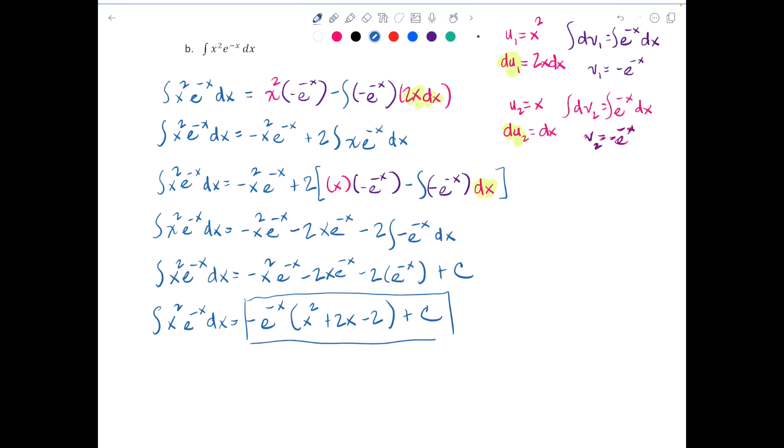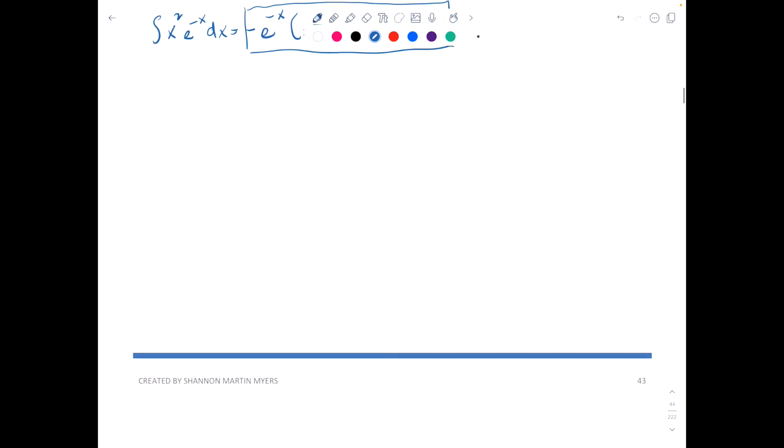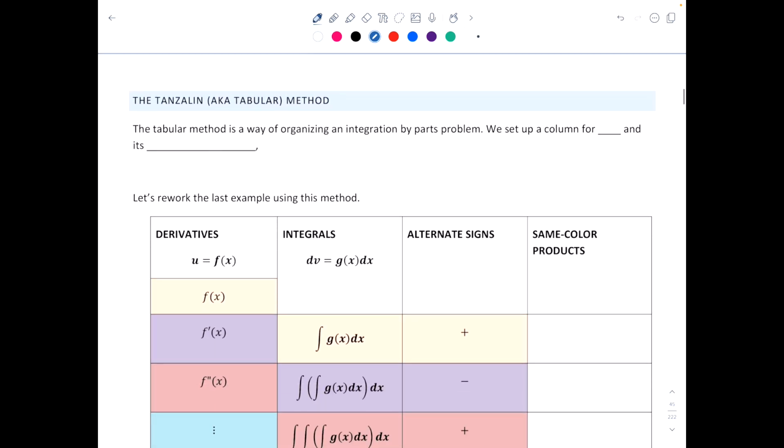How's it going? If you're having trouble keeping your signs squared away, I factored out a negative, so this should be plus, my bad. Then that's okay. It's typical. There's this method called the tabular method, and it's a way to keep you organized. So the tabular method is a way of organizing an integration by parts problem.